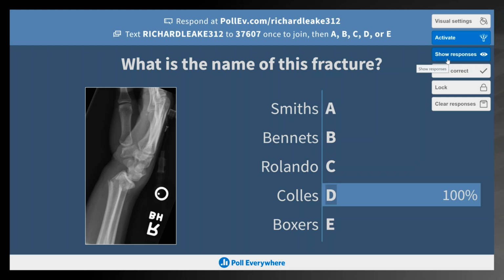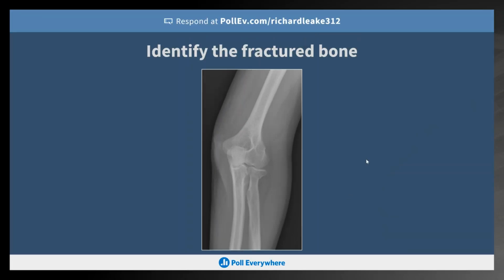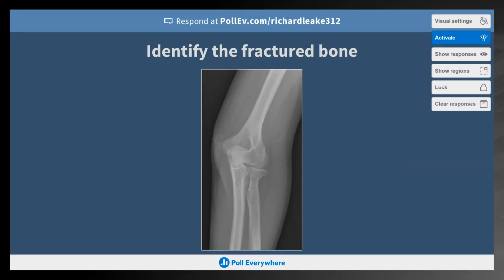All right, and this is the Colles fracture. Smith's would be the opposite. And the next question: identify the fractured bone. All right, everybody's getting this one really well. It's a radial head fracture.